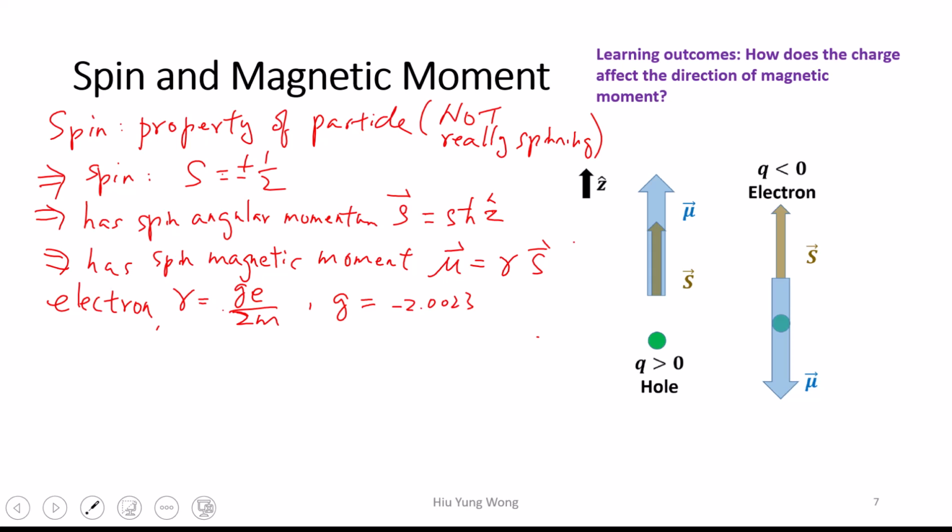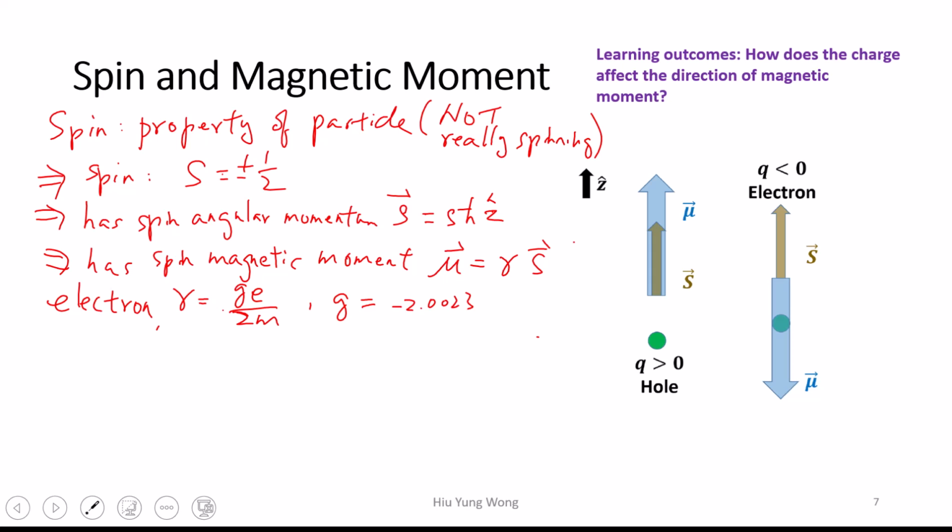Okay? So at this stage, all you need to know is, yes, spin, we only talk about spin half particles. They are different particles. Some have integer numbers, some have up to plus minus 3/2, and plus minus 1/2. Now we talk about spin half, and also limited to electron, proton and hole. So they only have two spin values, plus minus 1/2. And these are their spin angular momentum and spin magnetic moment.